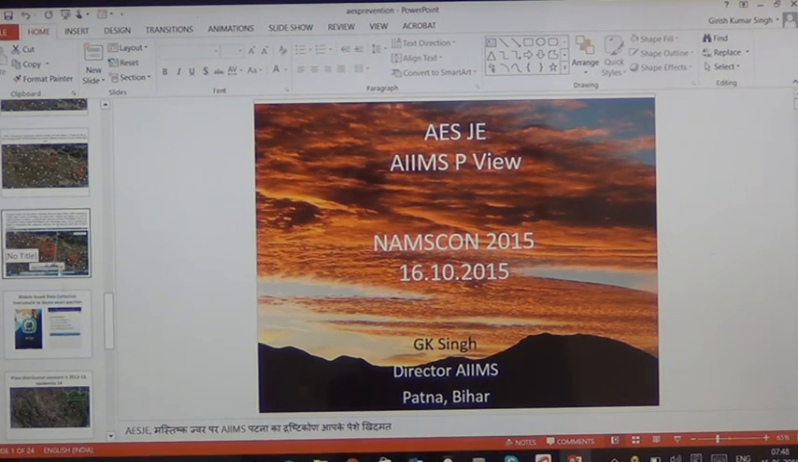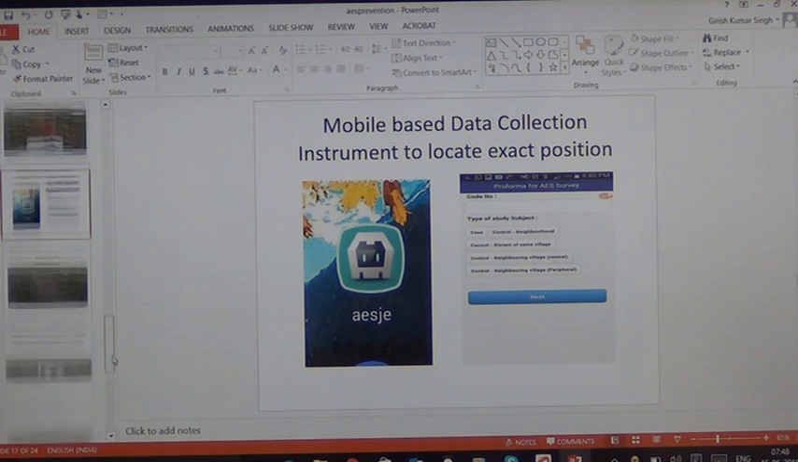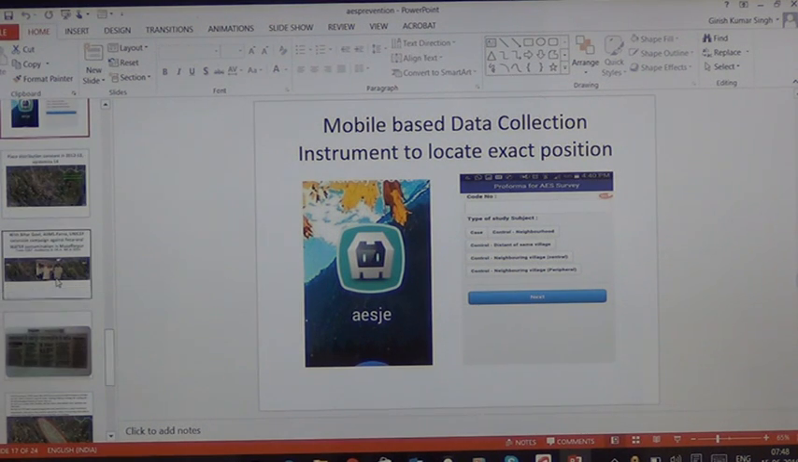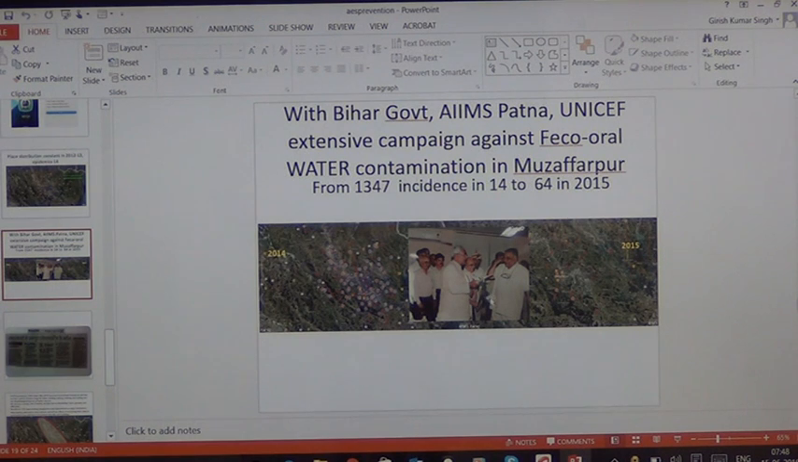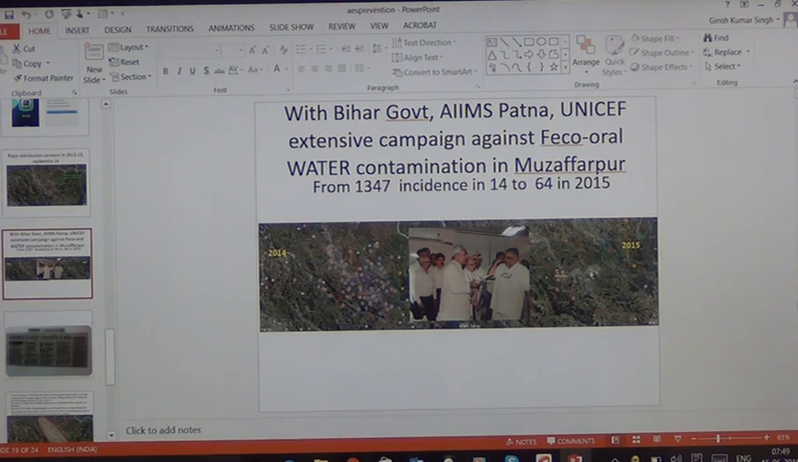This is the example of being able to combine. We used these mobile phones to transmit data and the latitude, longitude information. And we tried to convince the Chief Minister, Nitish Kumar ji, who agreed for an intensive clean water campaign in Muzaffarpur before the 2015 epidemic, and the incidence here, 1347, dropped to just 64 in 2015.